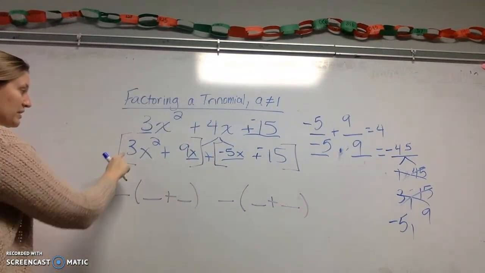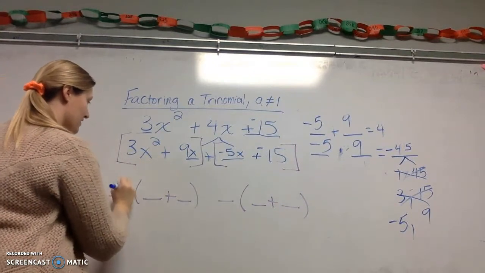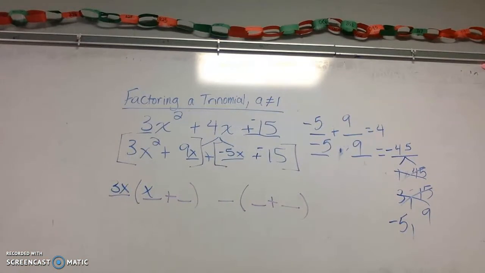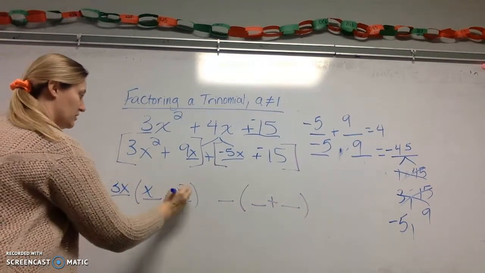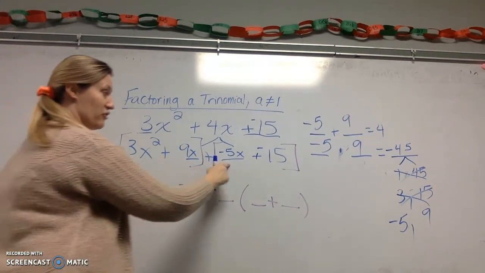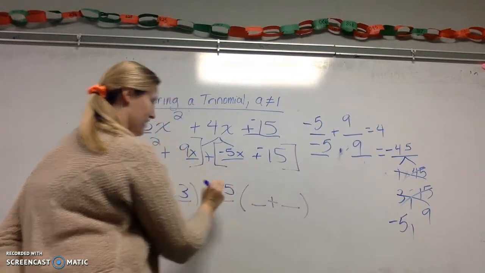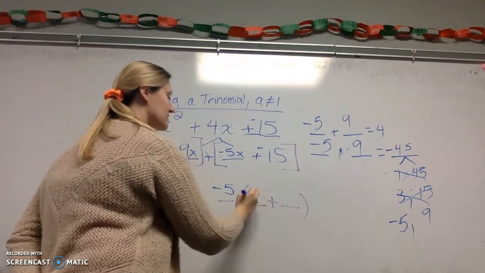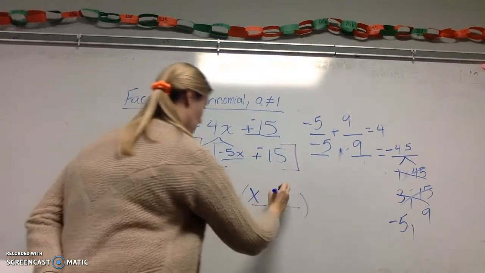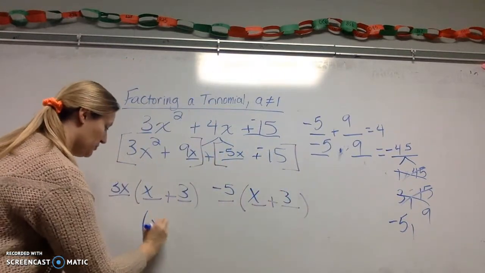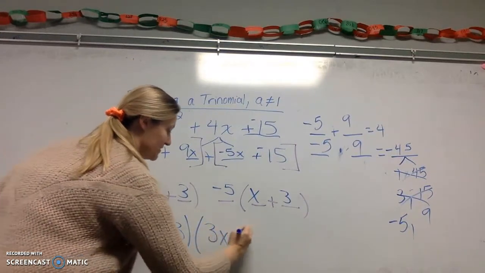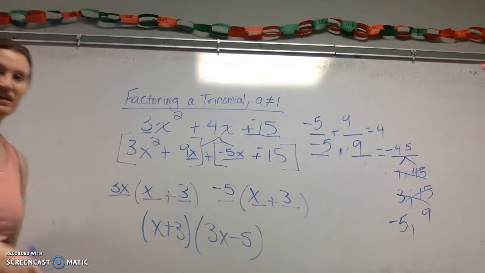So my greatest common factor here is 3x, which gives me x plus 3. 9x divided by 3x. Here my greatest common factor is negative 5. The negatives will cancel when I divide, so I get x. Negatives cancel when I divide, so I get 3. So my final answer is x plus 3, and then 3x minus 5, or plus negative 5, however you want to write that.